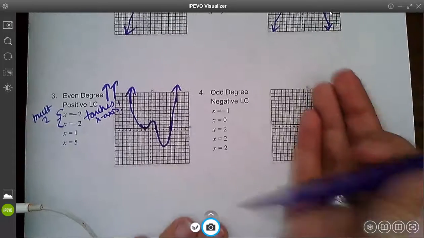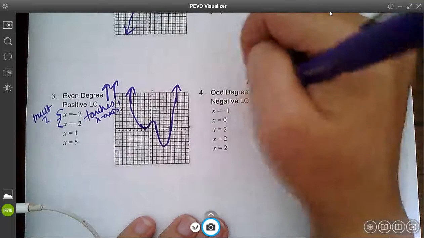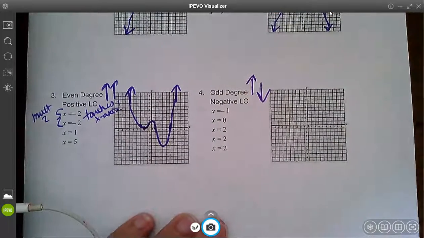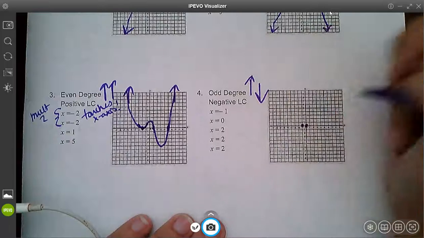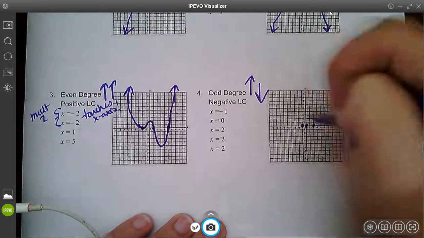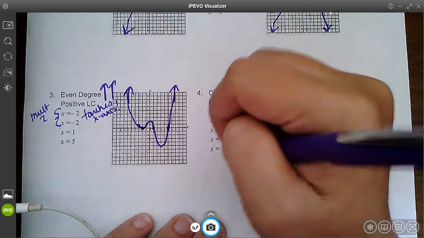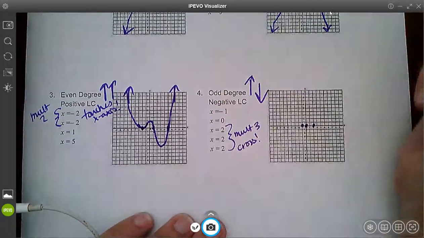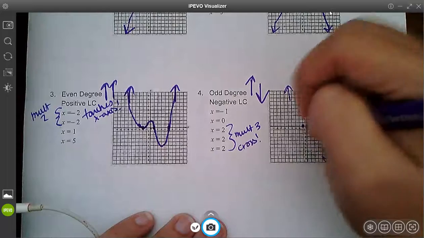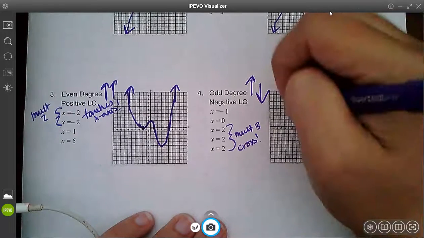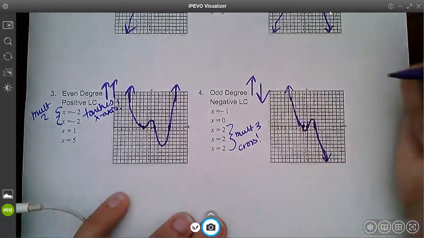The last one, odd degree with a negative leading coefficient, means we're going up on the left, down on the right. We have x equals -1, we have x equals 0, and we have x equals 2, but we have it 3 times. So this is multiplicity 3, which means it is going to cross just like the others. So we're going up on the left, down on the right. It's all going to cross. So it looks something like that, roughly.